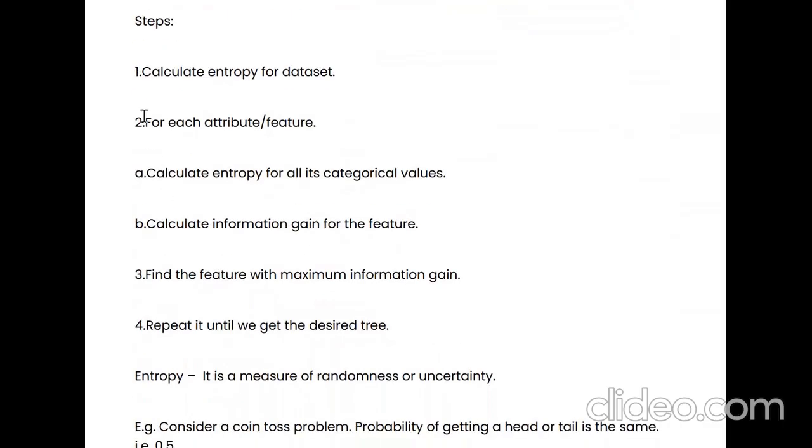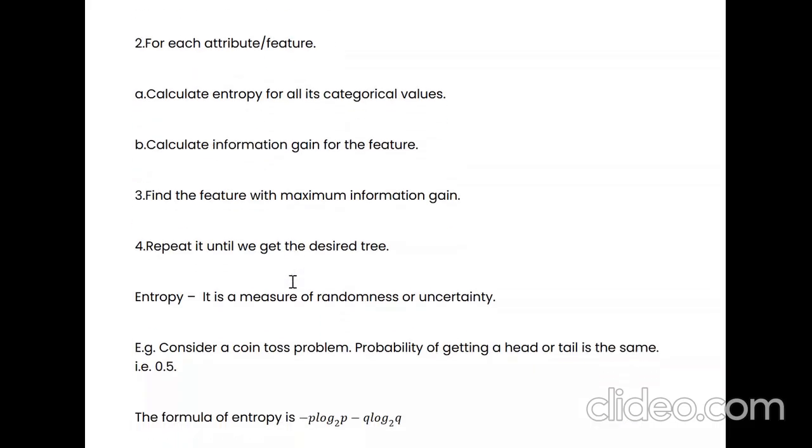Okay, now these are the steps of the ID3 algorithm. You calculate the entropy of the entire data set first. Then for every attribute, calculate entropy for all its categorical values. Then you calculate the information gain of that attribute. You find the feature with maximum information gain. That becomes, for the very first time, the root of your decision tree. And repeat it until we get the desired tree. Now, our aim is to get a decision tree which is shorter so that we can come to a conclusion as early as possible. Okay.